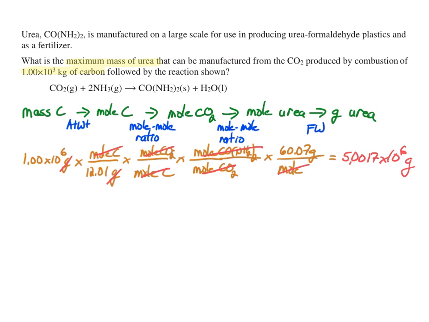Let's look at sig figs. Okay, in our first number here we have 3 sig figs, 4. This is exact, so it does not impact sig figs. This is also exact. And this number has 4 sig figs. So we're limited to 3 sig figs in our final. We can express our answer in either grams or kilograms. So it's 5.00 times 10 to the sixth grams. Or we can write 5.00 times 10 to the third kilograms.